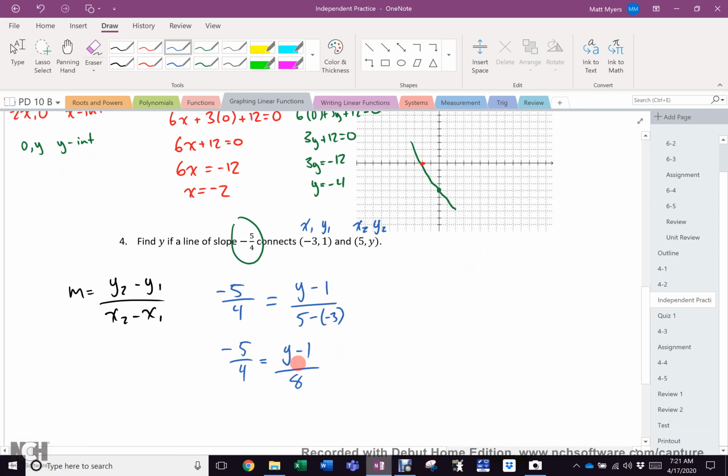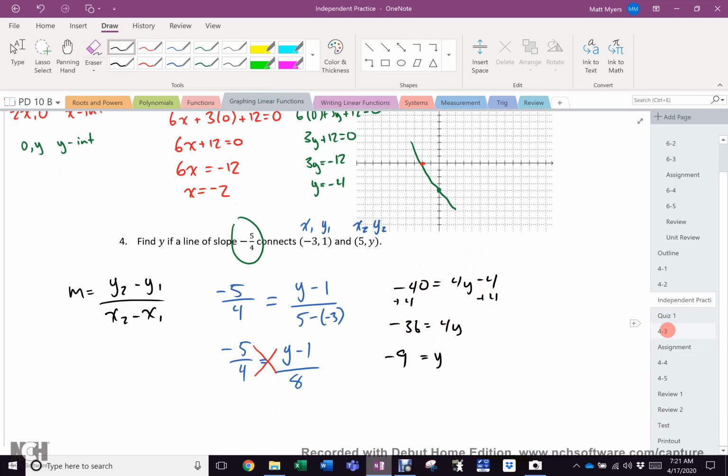And then all we do is solve it. How do we solve these always? Cross multiply. Negative 40 equals 4y minus 4 plus 4 plus 4. Negative 36 equals 4y. y equals negative 9. And then we're done.